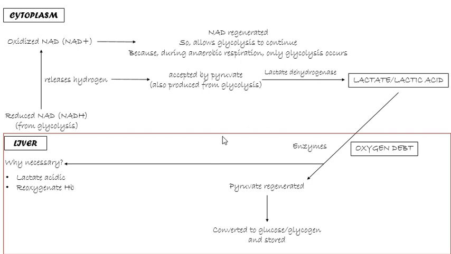So the pyruvate regenerated can be converted to glucose or glycogen and stored, or else it can take part in anaerobic respiration to accept the hydrogen released by reduced NAD.